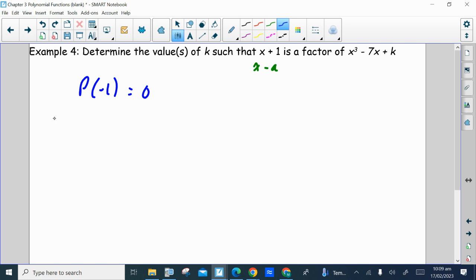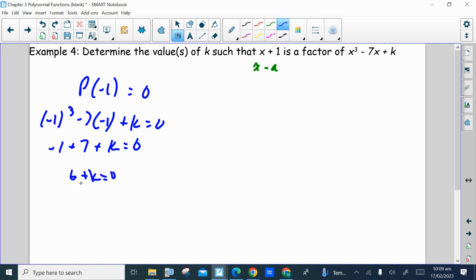So when I let x equal negative 1, the expression must equal 0. Negative 1 all cubed is negative 1. Negative 7 times negative 1 is positive 7. And negative 1 plus 7 would be 6. So therefore, k would equal negative 6.